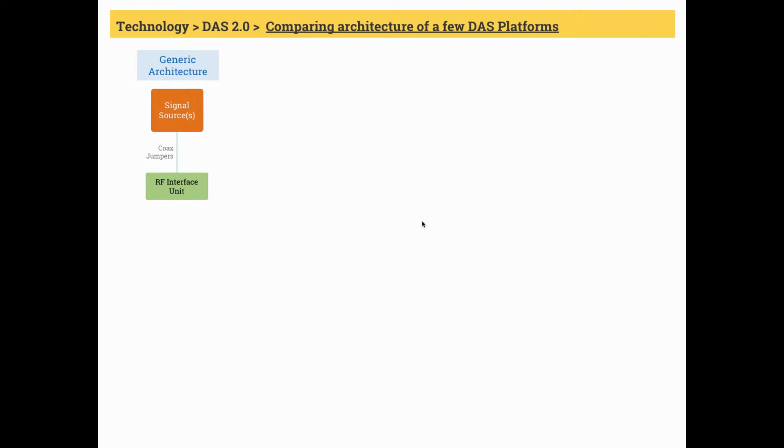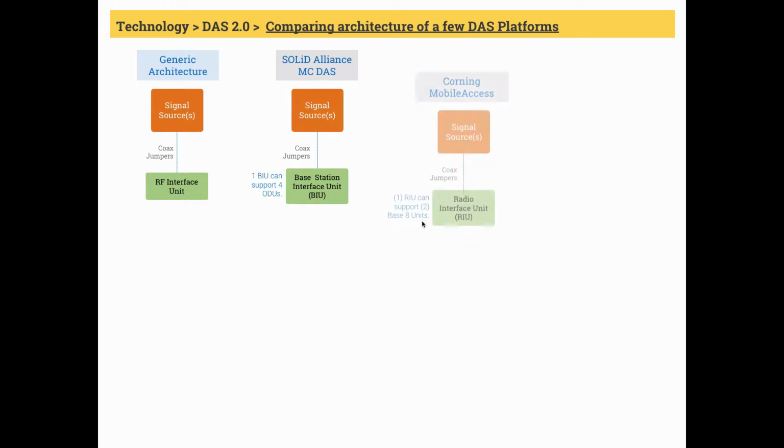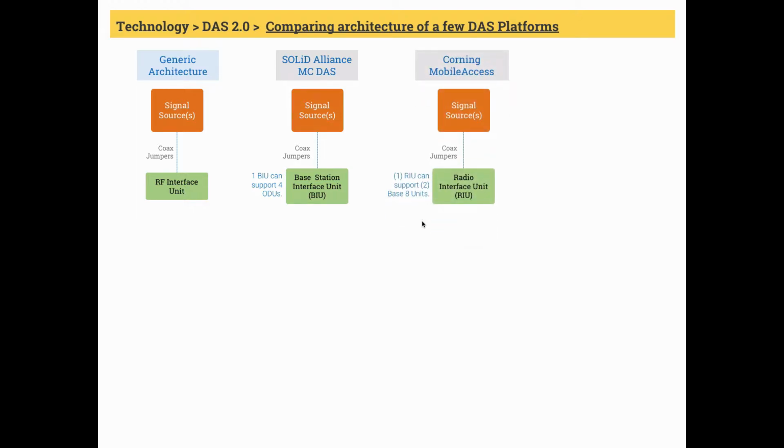In a generic architecture, we saw a signal source feeding signal into the RF interface unit through coaxial jumpers. In a Solid platform, Solid Alliance Multi-Carrier, that's what MC stands for, that RF interface unit is known as Base Station Interface Unit, or BIU. In Corning, it's known as Radio Interface Unit, or RIU. In CommScope, the same thing is known as Point of Interface, or TPOI.